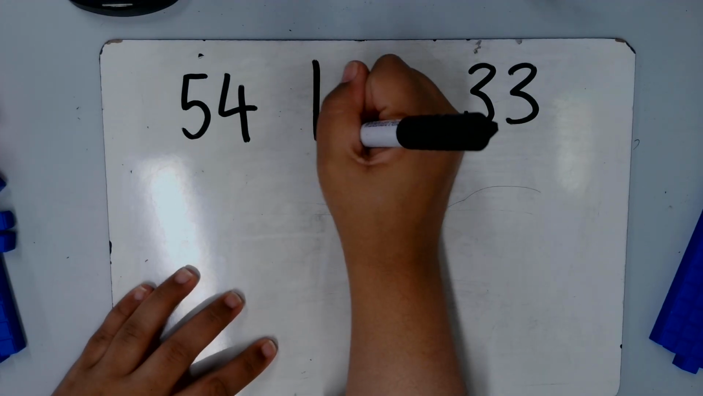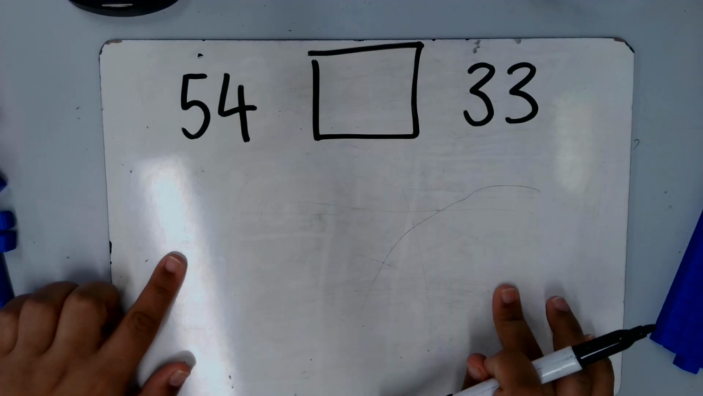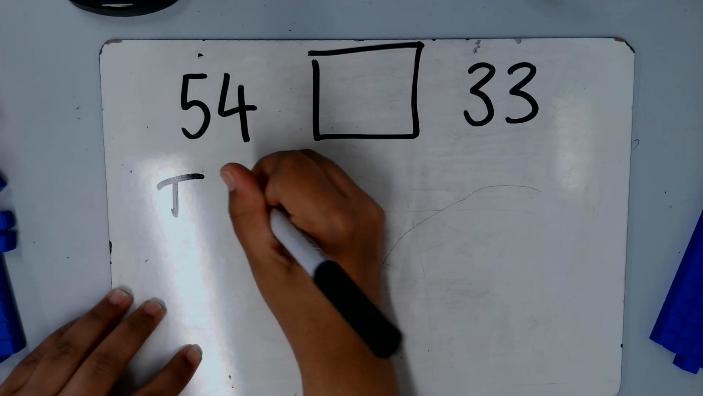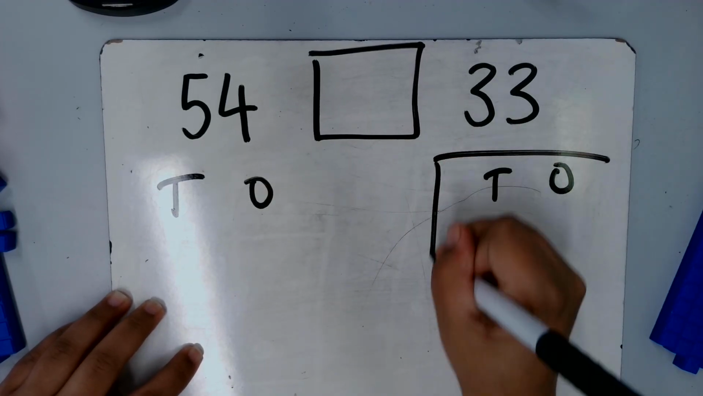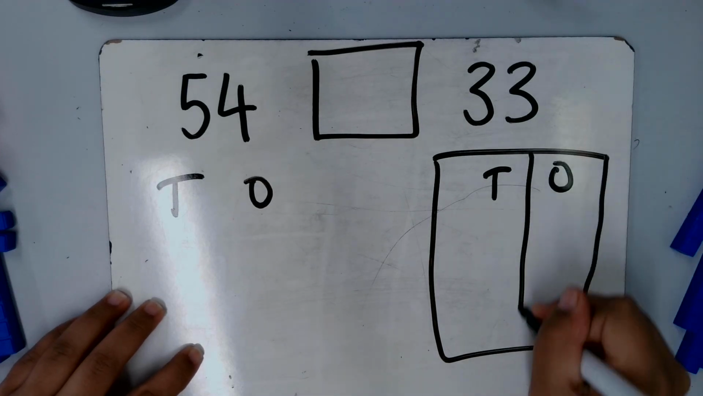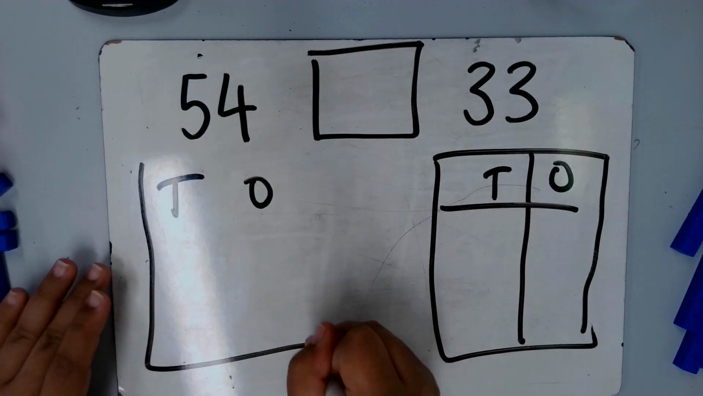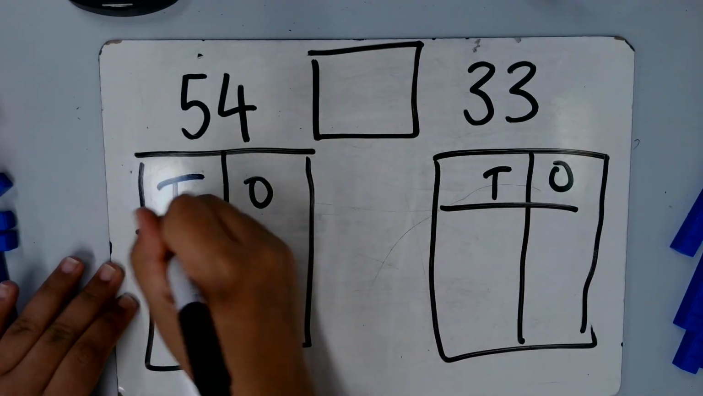I want you to go ahead, fill in that symbol in the middle, draw your tens and your ones. Put it here just as a guide, and I'd love for you to post it on Seesaw.